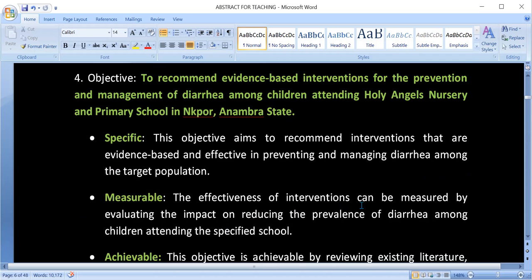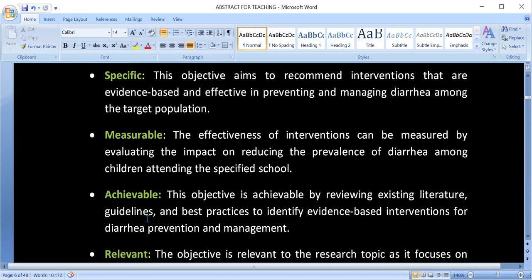The effectiveness of the intervention can be measured by evaluating the impact on reducing the prevalence of diarrhea among children attending that specified school. So it's measurable. The objective is achievable because we can review existing literature and guidelines and therefore find best practices and recommend them for the prevention of diarrhea. So it is achievable. It's not something that at the end we can't achieve.